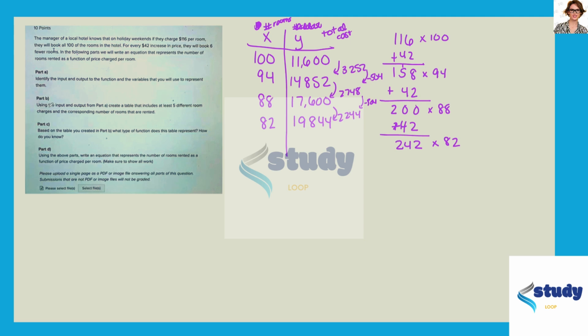Okay, so it says using the input-output table from part A, create a table that includes at least 5 different room charges that correspond to the number of rooms that are rented. So I did that, except I just got to do one more. So plus 42, and that's 284 times 76 rooms, because 82 minus 6 is 76. 76 times 284 is 21,584.